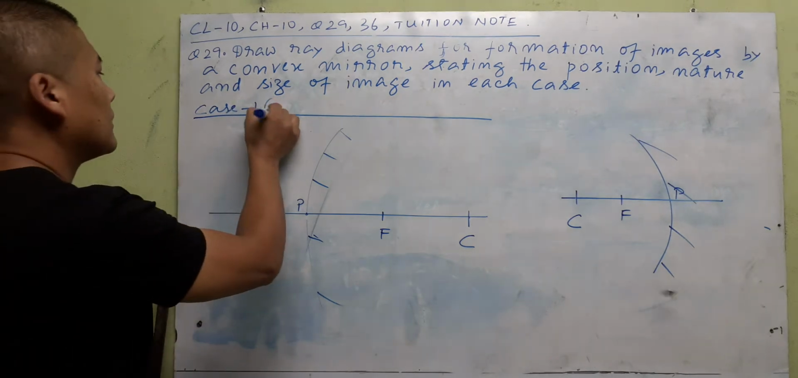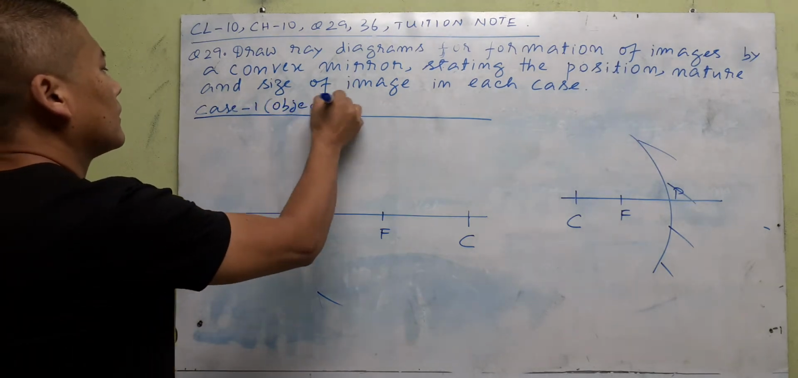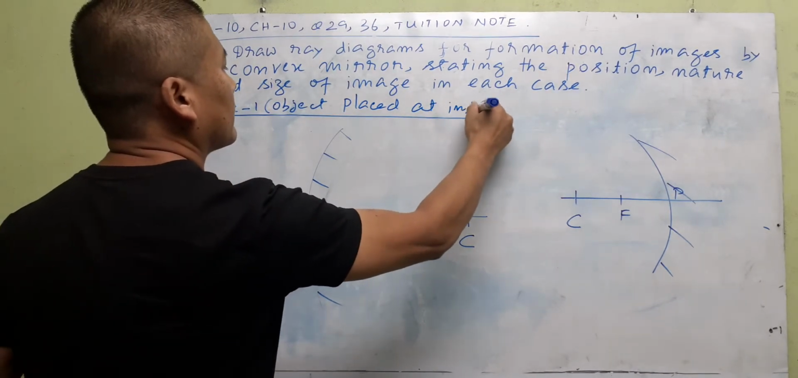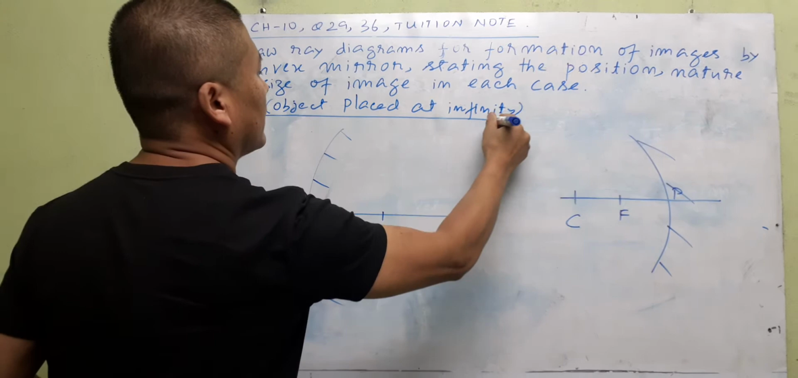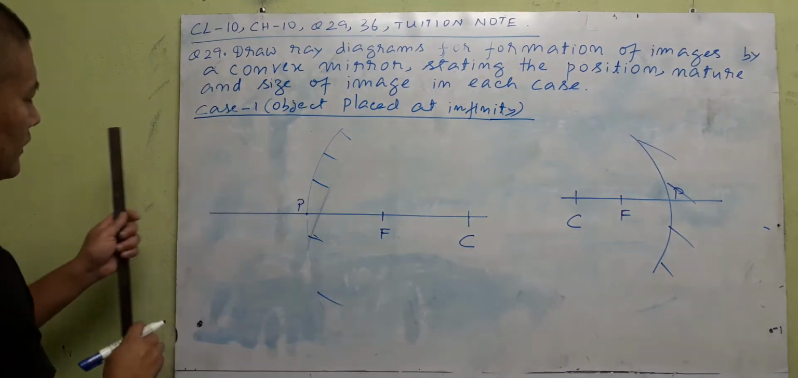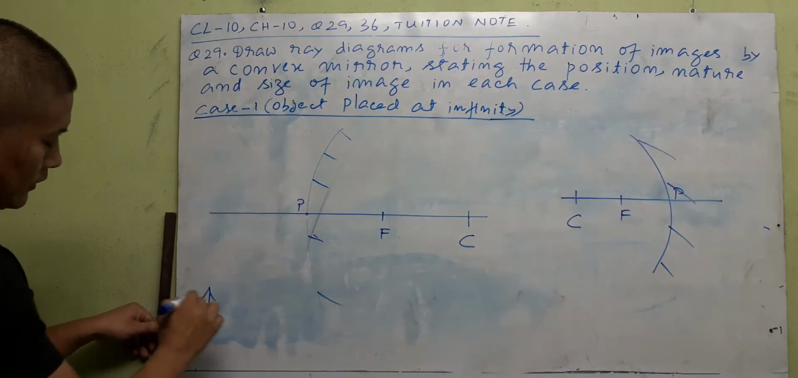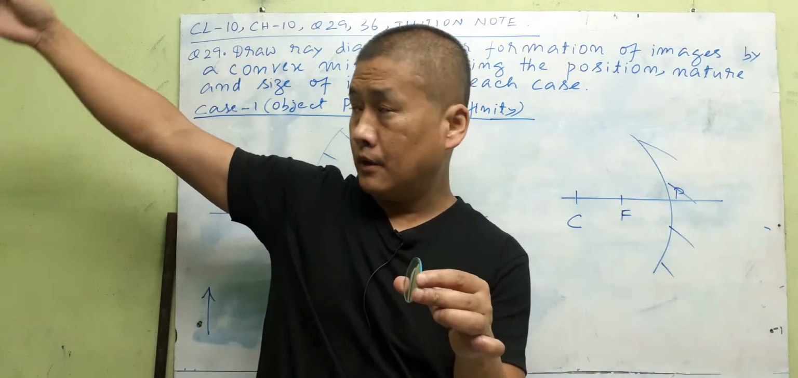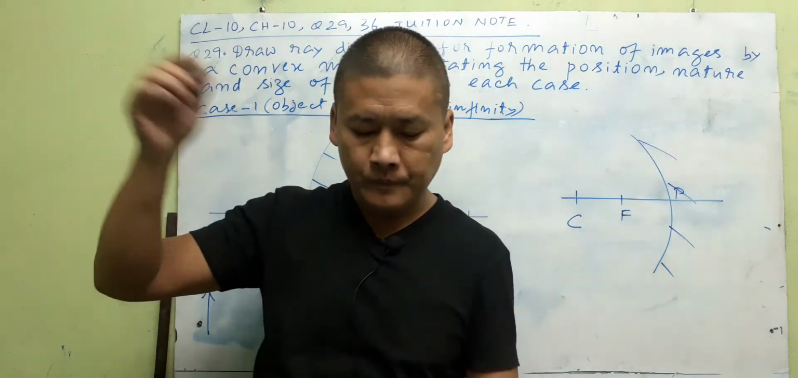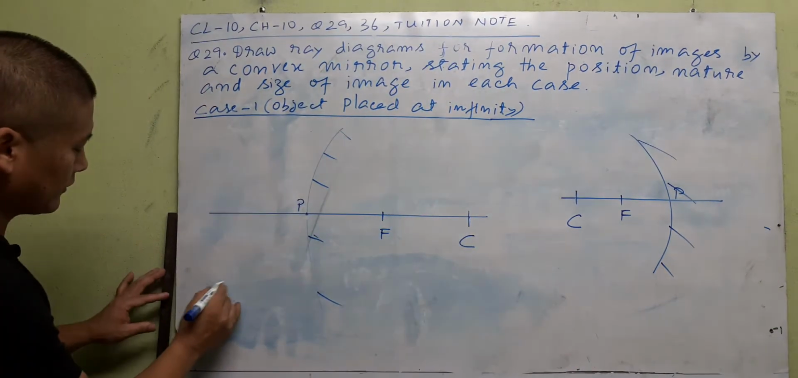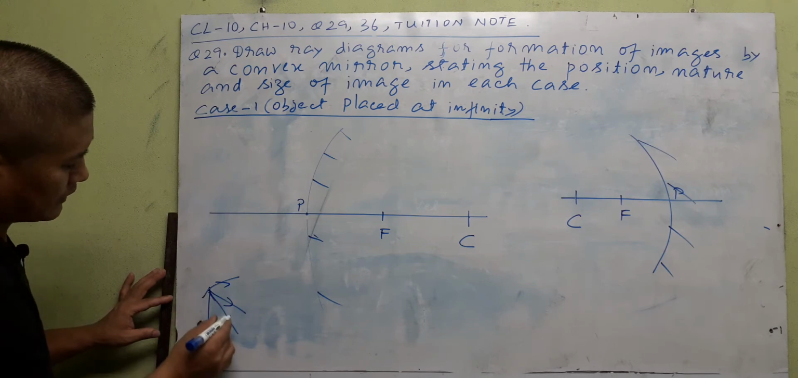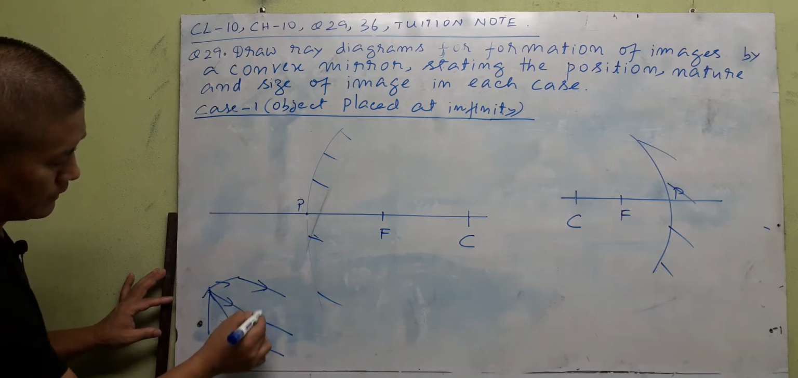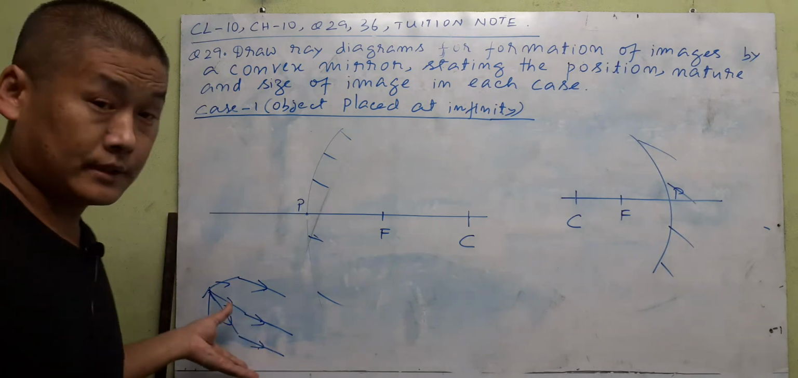So the first case is object placed, let us say, at infinity. Write that down and follow with me. Now we learned that suppose this mirror is focused towards a tree at a very far place, that is called object at infinity. So let us say the object is at infinity, then the rays initially diverge. Many rays will come out, and since they have a long way to travel, they become parallel to each other. We discussed this in the last class.